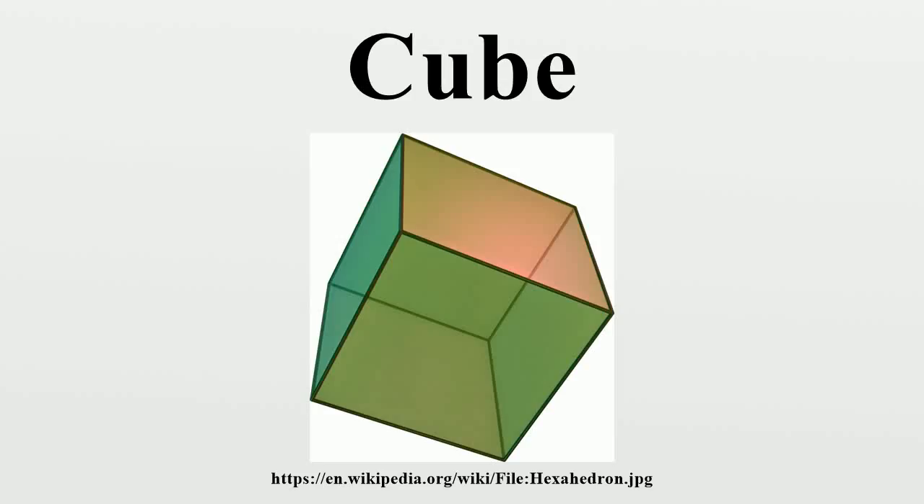In geometry, a cube is a three-dimensional solid object bounded by 6 square faces, facets or sides, with 3 meeting at each vertex. The cube is the only regular hexahedron and is one of the 5 Platonic solids. It has 12 edges, 6 faces and 8 vertices.